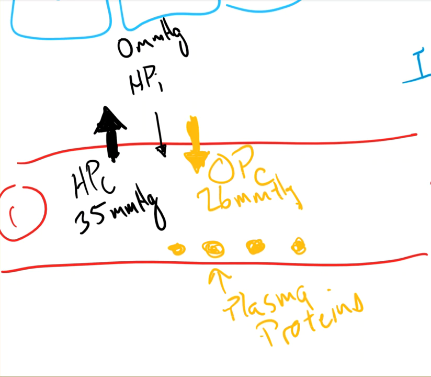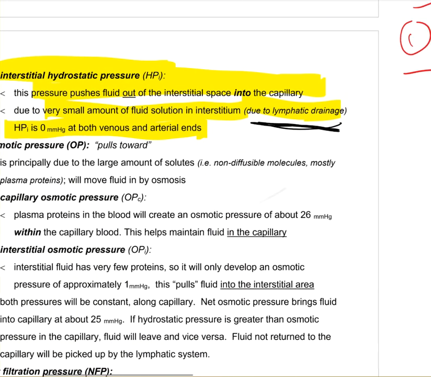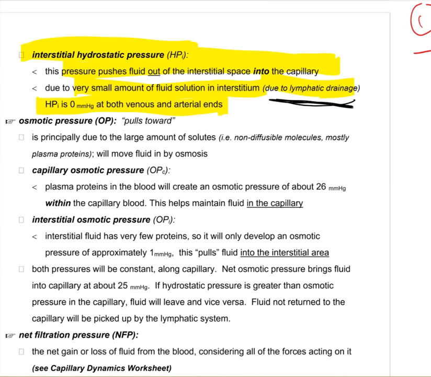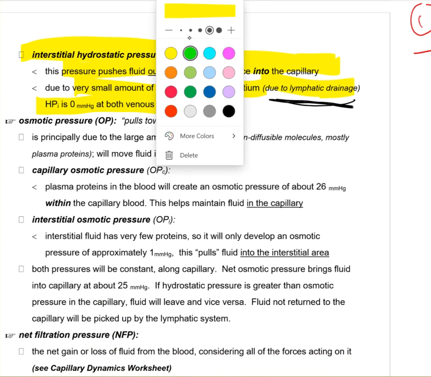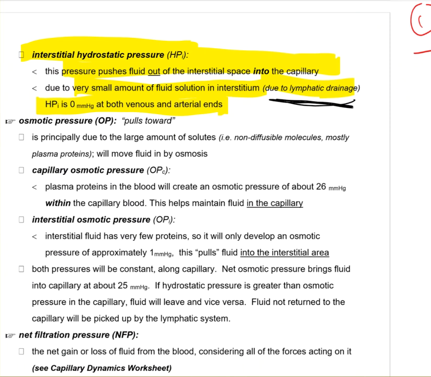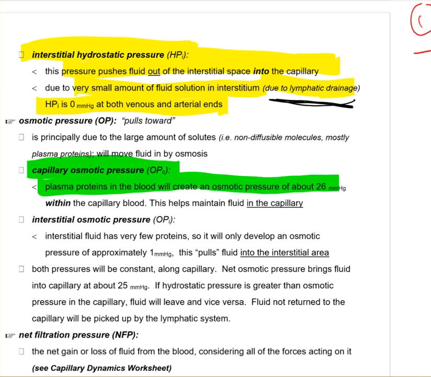Okay? So this tends to keep fluid in the capillary. And that's what this says here. Capillary, we'll use a different color for these two. Capillary osmotic pressure, the plasma proteins in the blood create an osmotic pressure of about 26. All right, this helps maintain fluid in the capillary. All right, so the water wants to get pulled toward that.